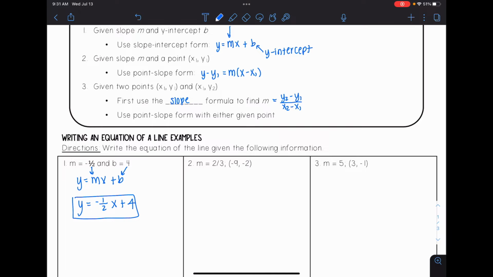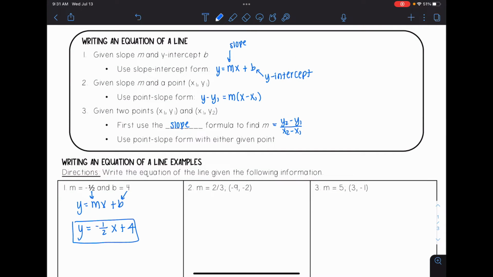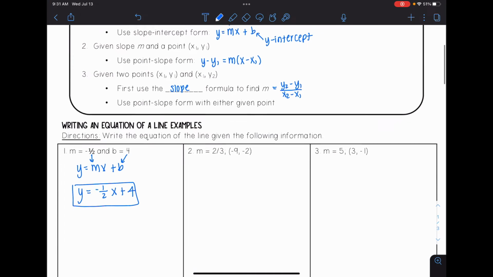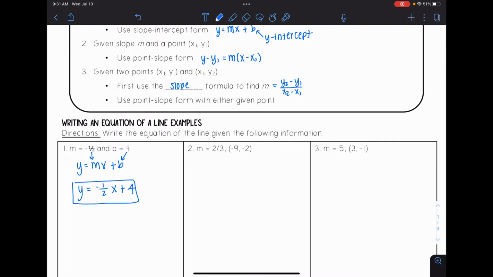Okay, number 2, I have m equals 2/3 and I'm given the point -9, -2. So here I'm given the slope and a point. So I'm going to use method 2. I'm using point slope form. So I'm going to go ahead and label my point. So I have -9, -2. The x value is always first, so that means that x1 is going to be -9 and y1 is going to be -2.